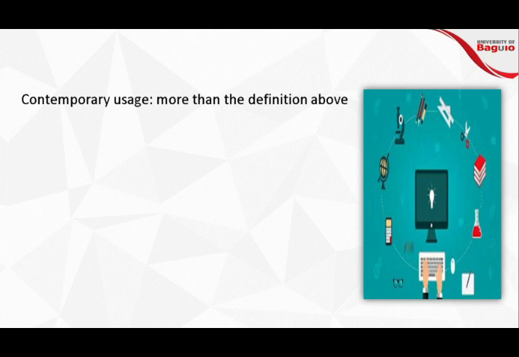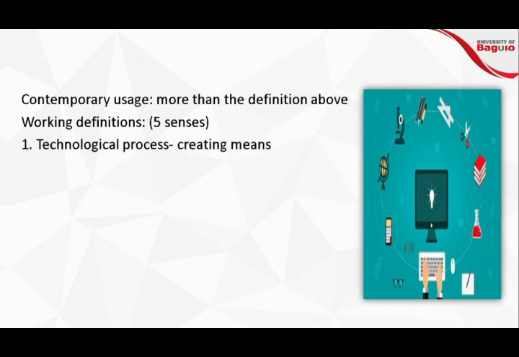And aside from contemporary usage, for a human being, there is what we call senses. We have 5 senses: seeing, feeling, smelling, etc. For technology, there are also what they call 5 senses, but this pertains to the working definitions of technology. Okay, so number one among the 5 senses, or number one working definition, we have what we call technological process. Okay, so what is technological process?